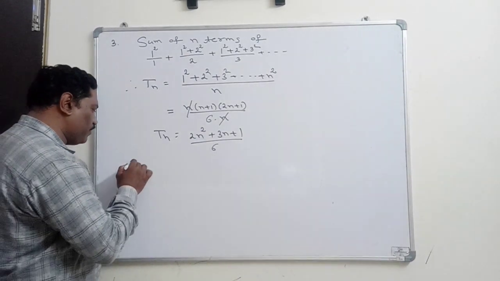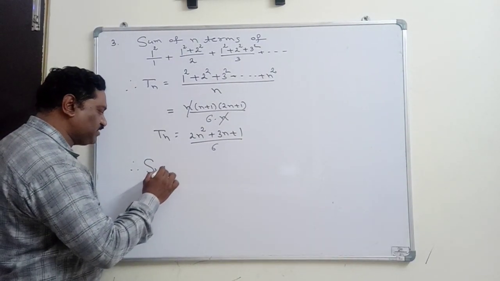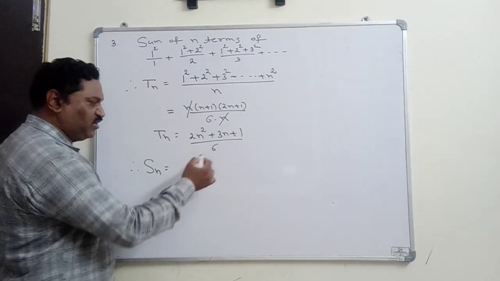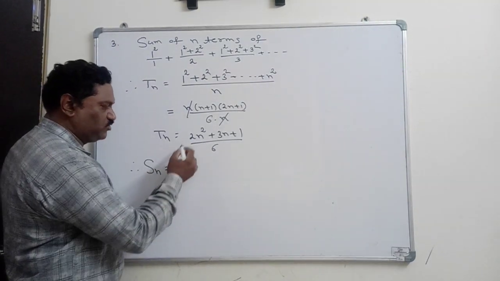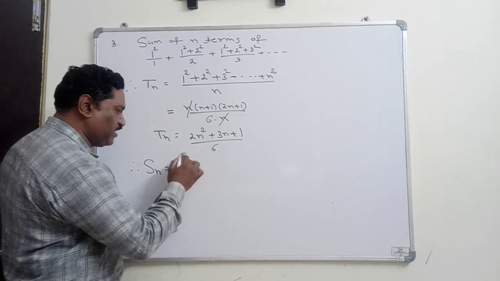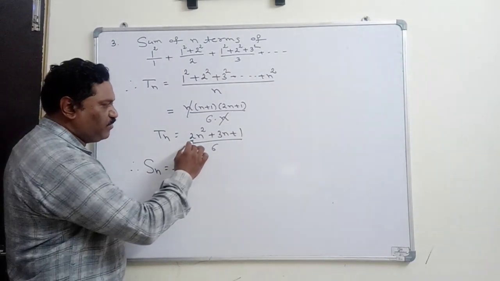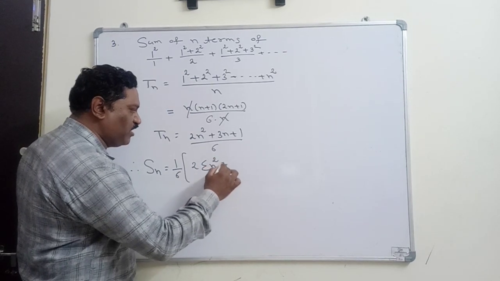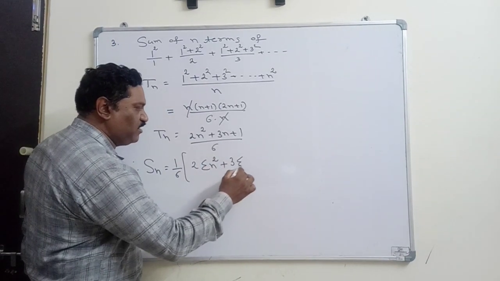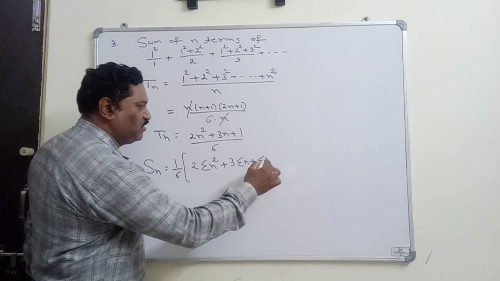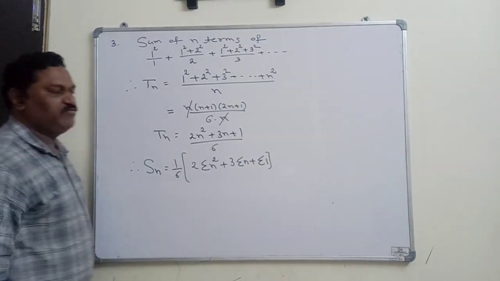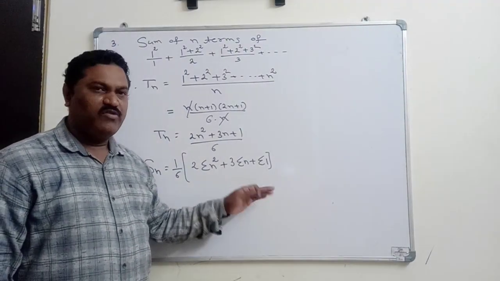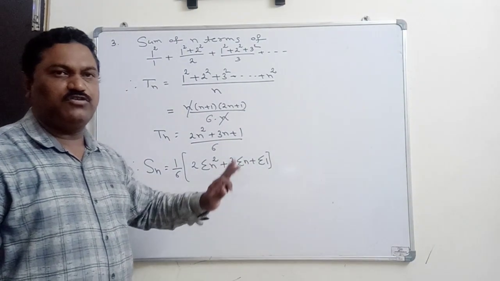Now to find the sum of the n terms, we should apply the sigma to this nth term. To apply this sigma, the first term was 2 upon 6, so this 1 by 6 I can write outside, then keep the bracket. Now sigma 2n square, where 2 is constant, take it outside the sigma, that is sigma n square plus 3 times sigma n plus sigma 1. We will apply the sigma and then we will split that sigma. Now we know the formula for all these 3. We have to apply that formula, then we have to simplify this.